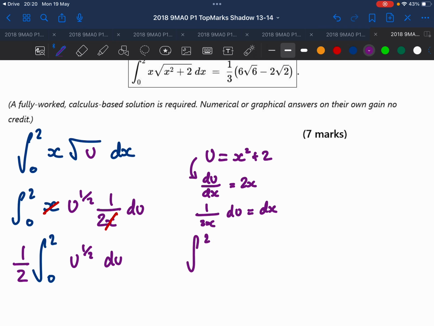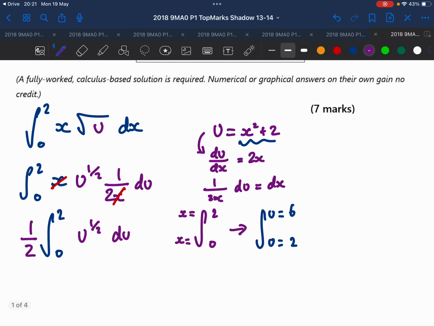So what I'm going to do is write this over here to keep track of it. So these are x values, an x equals, an x equals. I want these to be u values. So how do you get a u value from an x value? Well, you can use this one here. So 2 squared plus another 2 is going to give me a 6. And 0 squared plus a 2 is going to give me a 2. So I'm pretty much ready to do all of that now. So that's a half between 6 and 2 of u to the half with respect to u.